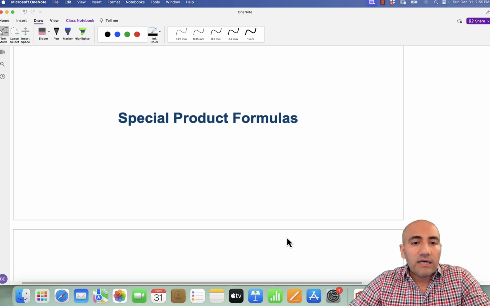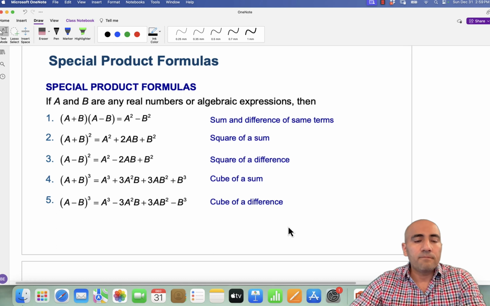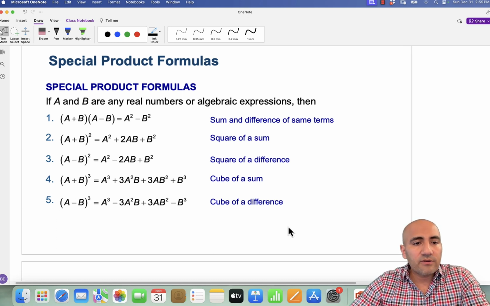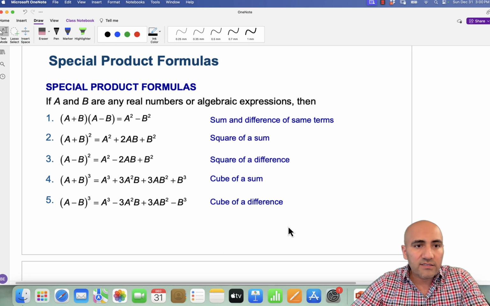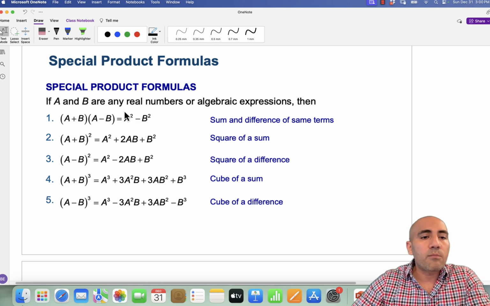Okay, special product formulas. There are some special cases, some I wouldn't say special, they're common, things we run into all the time. These are 5 very well-known, very common formulas that come from multiplication. So let's explore each one of these. So a plus b times a minus b equals a squared minus b squared, sum and difference of the same terms, right? So where does this number 1 come from?